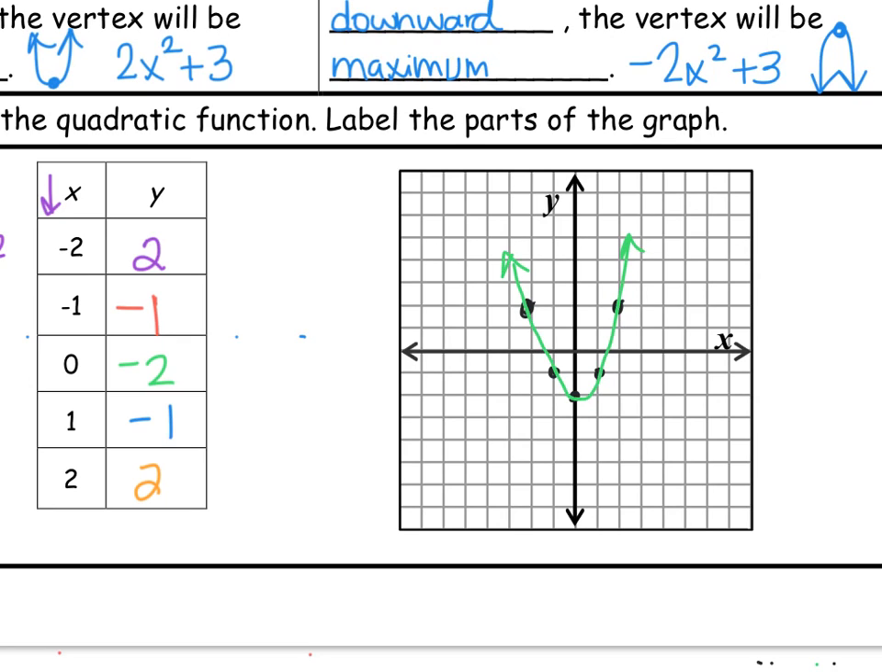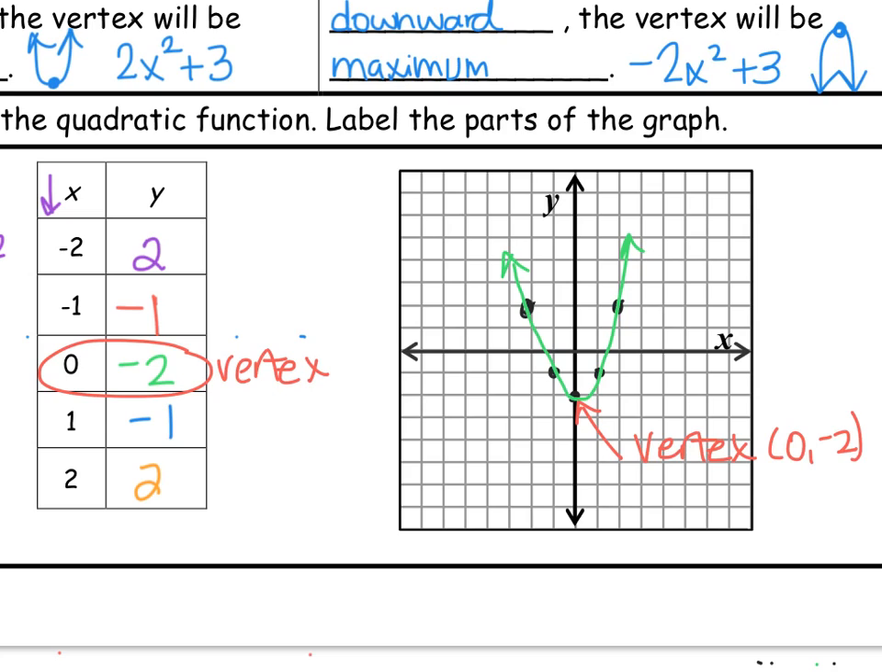So let's look for a couple things. Let's first look for the vertex. The vertex in this case is the lowest point. So there is our vertex right there, and the coordinates of that vertex are 0, negative 2. This is our vertex, and it also happens to be our y-intercept.